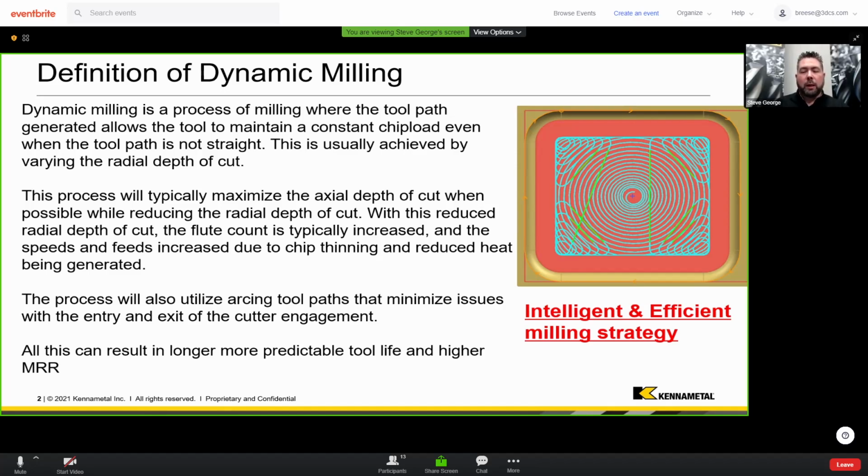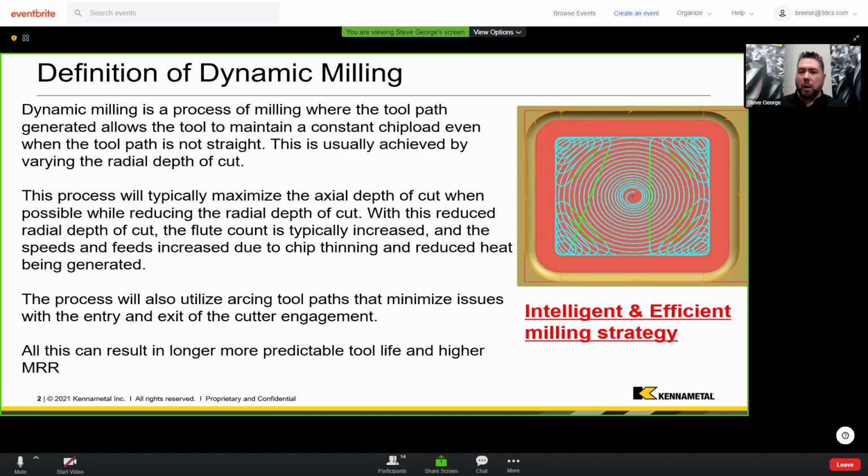suggest, when I get into dynamic toolpaths, I'm usually going to suggest that somebody tries to maximize their axial depth of cut, if possible, while trying to reduce the radial depth of cut. And we're going to talk about this a little bit more. With that, that's usually going to give me the chance to add flutes, be it on a solid tool or on an indexable tool, and increase speeds and feeds due to chip thinning and how it changes heat generation. And we'll talk about that a little bit too.